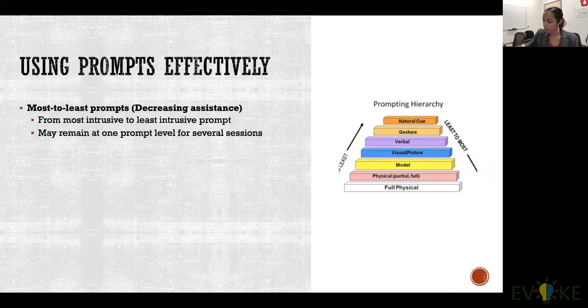The other prompt hierarchy strategy is most to least prompts. And so this one is where you decrease the assistance. You go from most intrusive to least intrusive prompts. The biggest difference between the two is that you really are able to remain at one prompt level for several sessions. In this case, you would start with the most intrusive, for example hand over hand or providing a full or partial physical prompt, and then work your way backwards to provide fewer and fewer prompts, for the child to be able to respond more independently eventually.